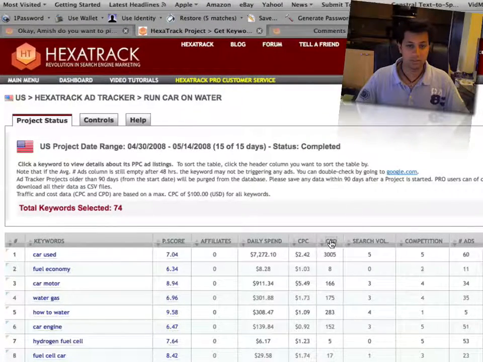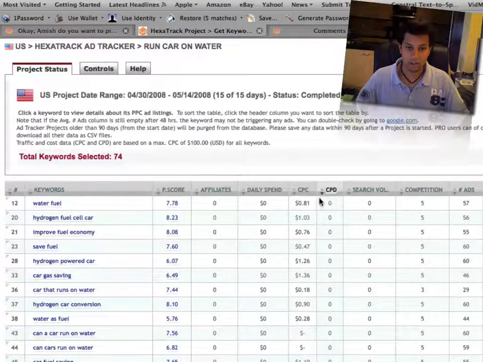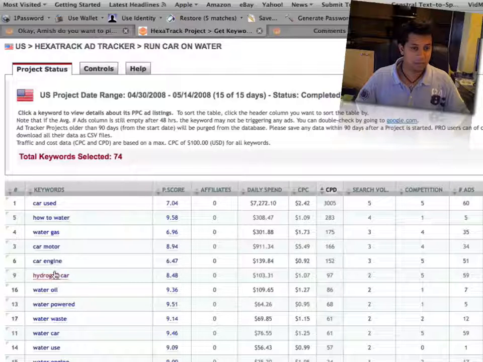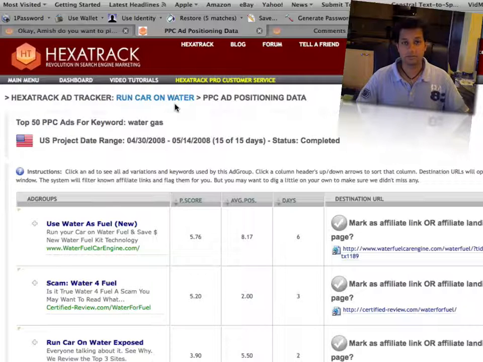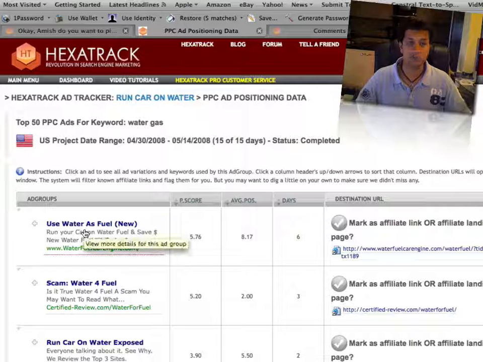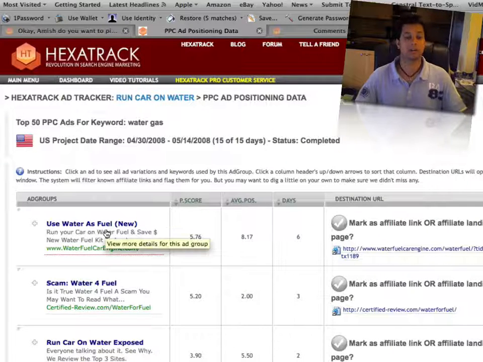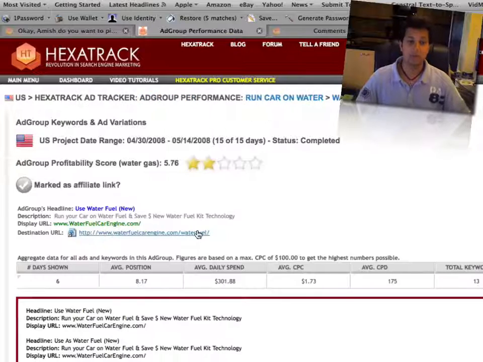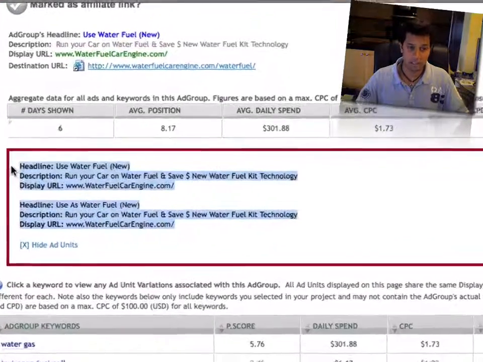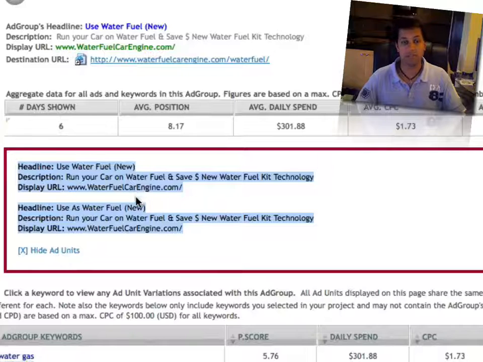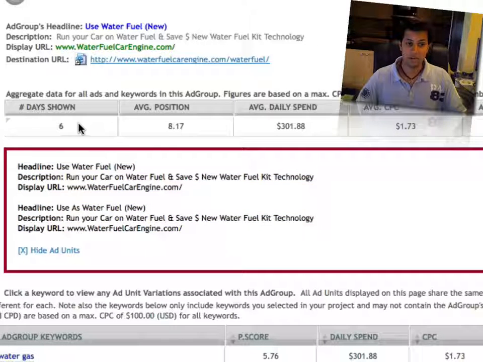And what I'm going to do is I'm just going to sort by this. I think the last example I used was, what was it? Water gas, right? Now, the guy in the first place spot, I'm just going to use this as an example, was waterfuelcarengine.com. Now I'm going to click on this ad. What it does, it actually brings me further into detail. And then you can see that there are two ads over here, right? These are the two ads that he actually ran over the 14-day period. The number of days that these two ads were actually shown was only 6 days.